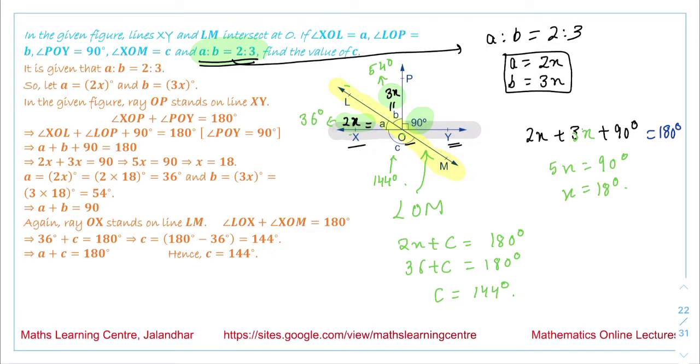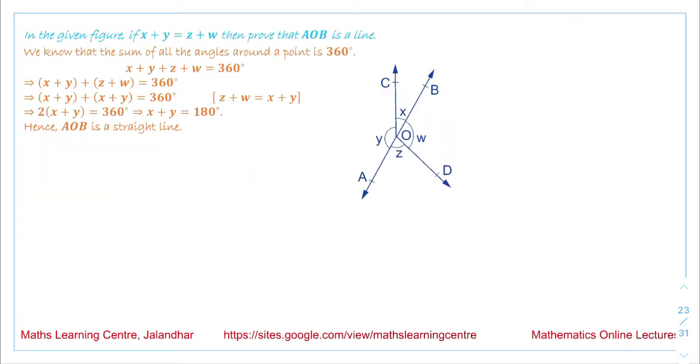So the next question we have is, in the given figure, if x plus y is equal to z plus w, we have to prove that AOB is a straight line. So all these angles we have over here, x, y, z and w, are around a point. So the result we have is that x plus y plus z plus w is equal to 360 degrees.